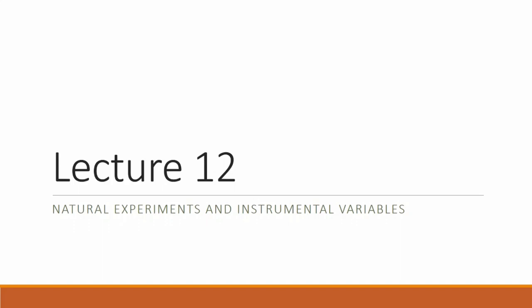In lecture number 11, we looked at propensity score matching, one of those methods. Here in lecture number 12, we'll be talking about two methods, natural experiments and instrumental variables. We'll look at two because there's some ways in which these can overlap. Okay, and with that, let's begin.